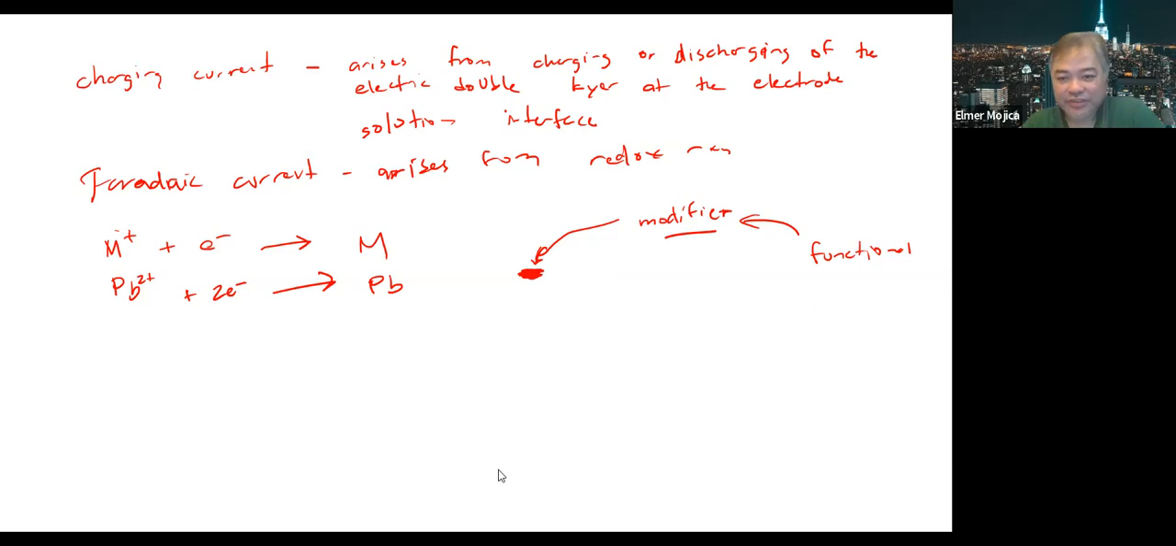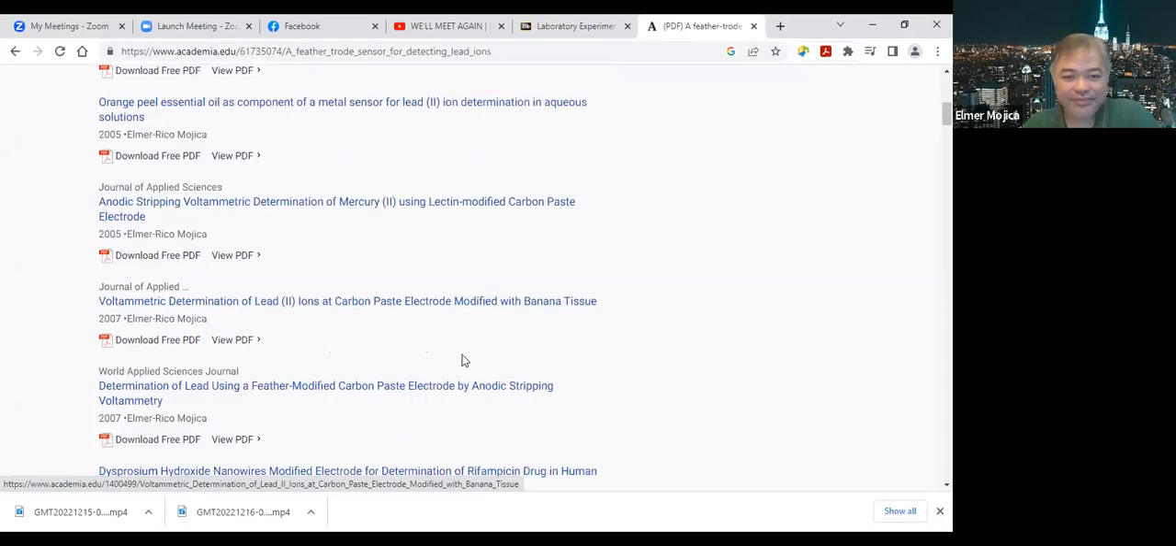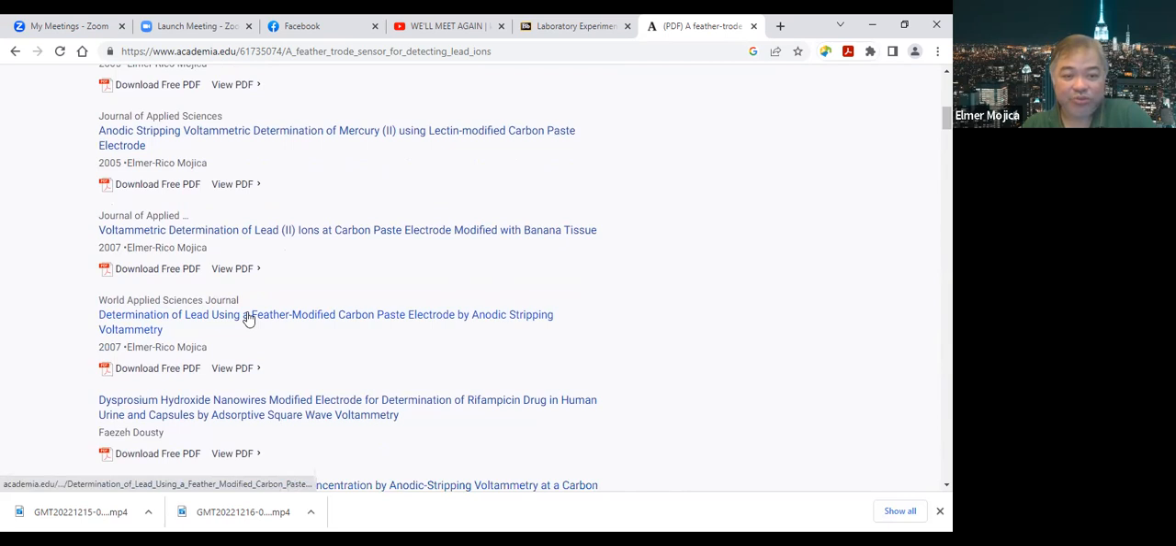Tingnan mo, banana tissue. So sa feather, as one of you have said, you have this keratin. Okay? So we assume that, oh, pwedeng magbind. Yan. Doon sa essential oil, ano sa tingin nyo meron? Meron yan mga functional group. So yung functional group, pwede mag-attach yan doon sa tinatawag natin metal. So this one, oh, feather modified voltammetry.